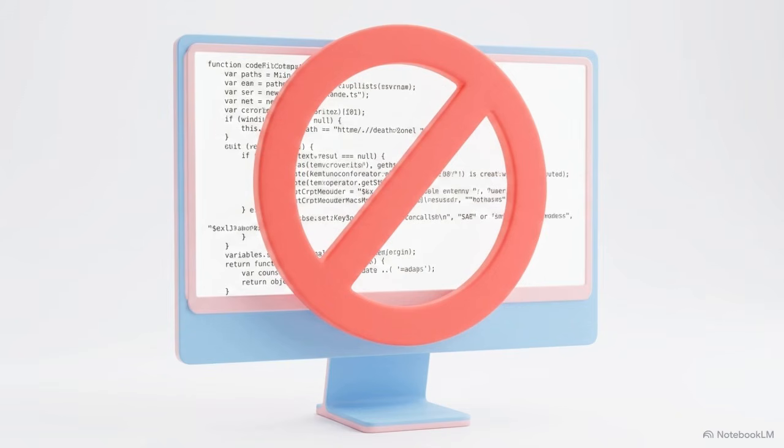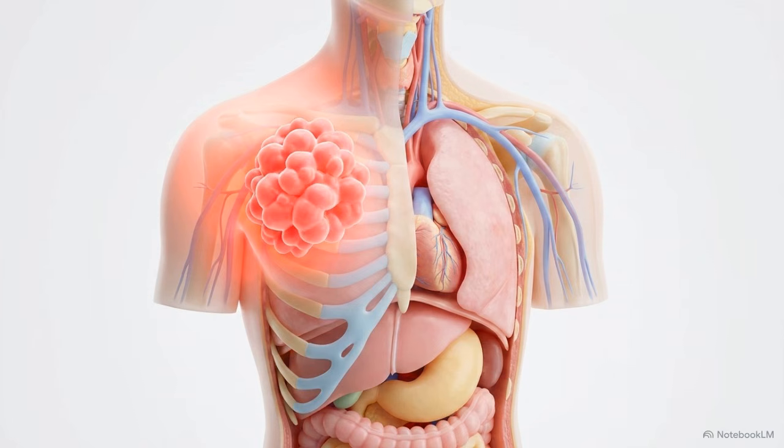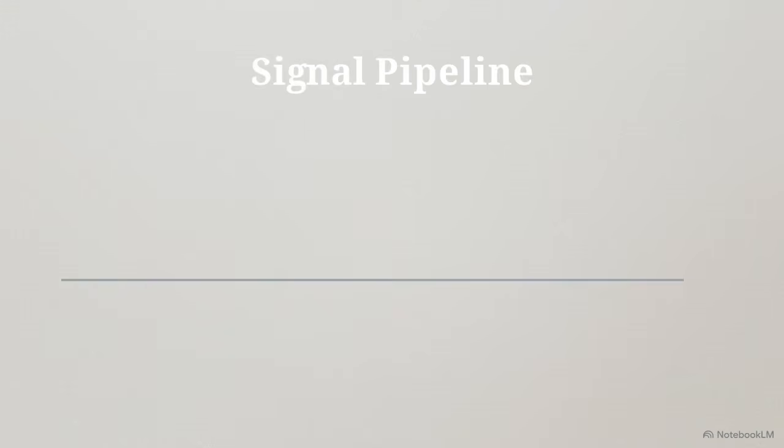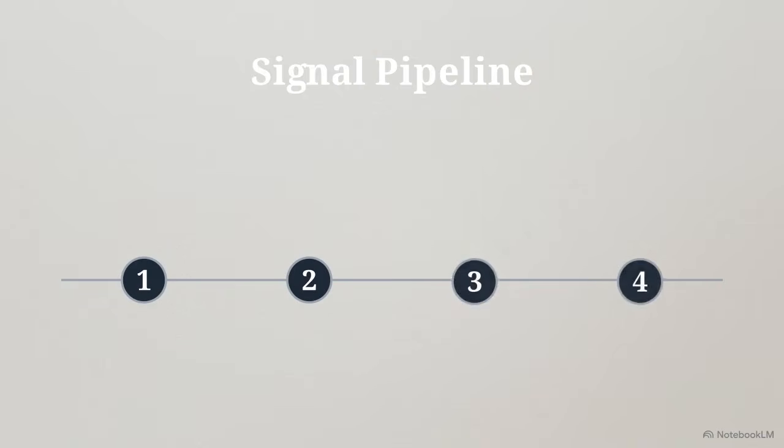Because we are imaging physiological function, these corruptions don't look like technical glitches. They present as anatomical hotspots or dead zones that easily mimic true pathology. Identifying them requires systematic deduction, not rote memorization. We can categorize these syllabus-level artifacts by tracking them along a physical sequence we'll call the signal pipeline.